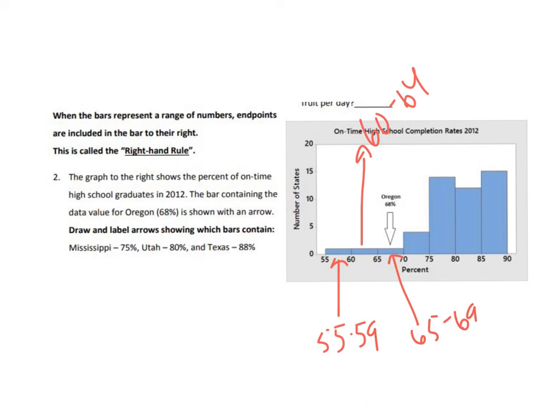So if I'm looking for where Mississippi belongs, 75%, 75% is right here. So Mississippi would belong in this bar. Utah, 80% is right here. So 80% would belong in the bar to the right. So my Utah would belong in this bar. And then 88% Texas would belong in this bar.